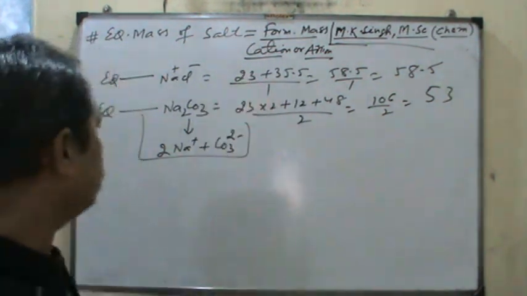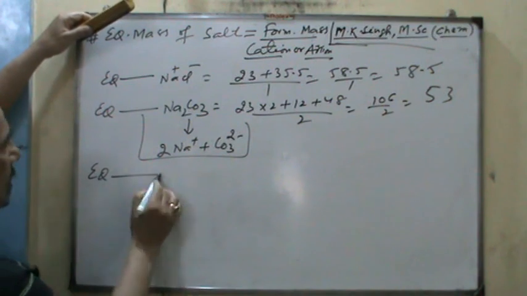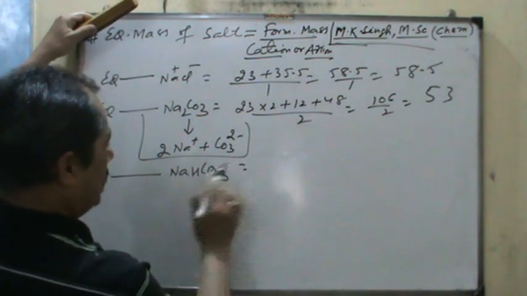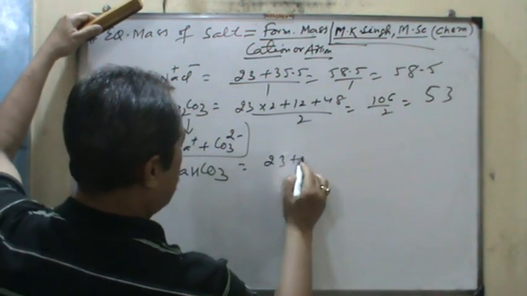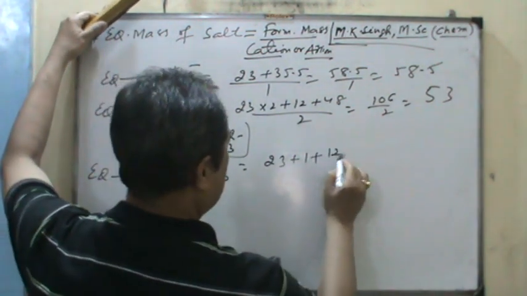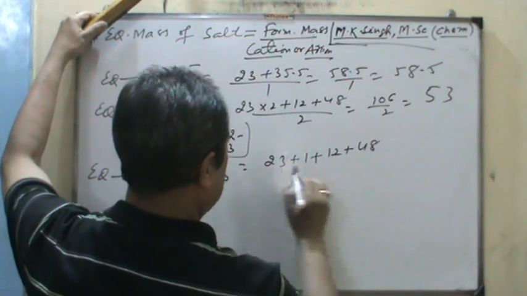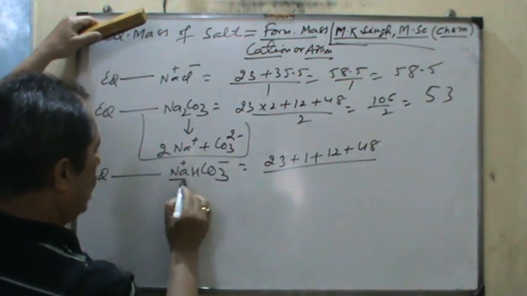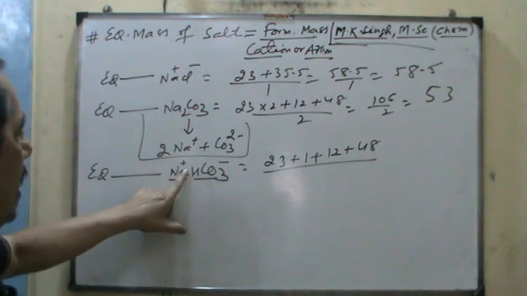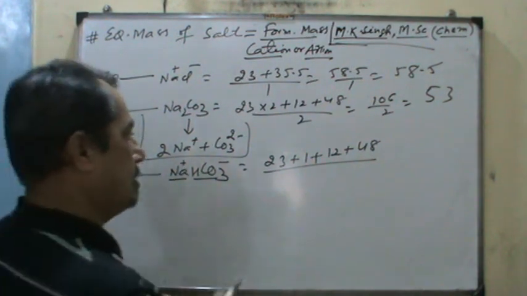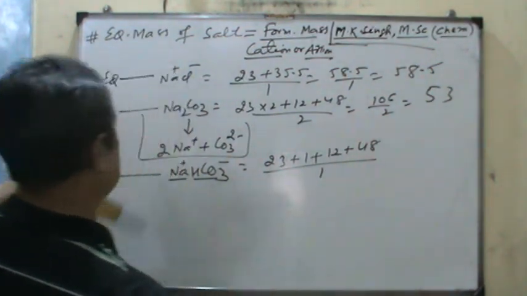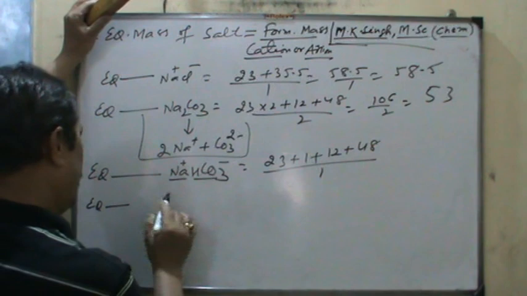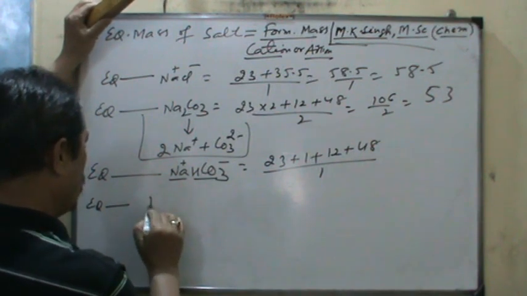Take any one. See, equivalent mass of NaHCO3: 23 plus 1 plus 12 plus 48, divided by Na positive or HCO3 1 negative. So either you take plus or minus, divided by 1. This is the answer.